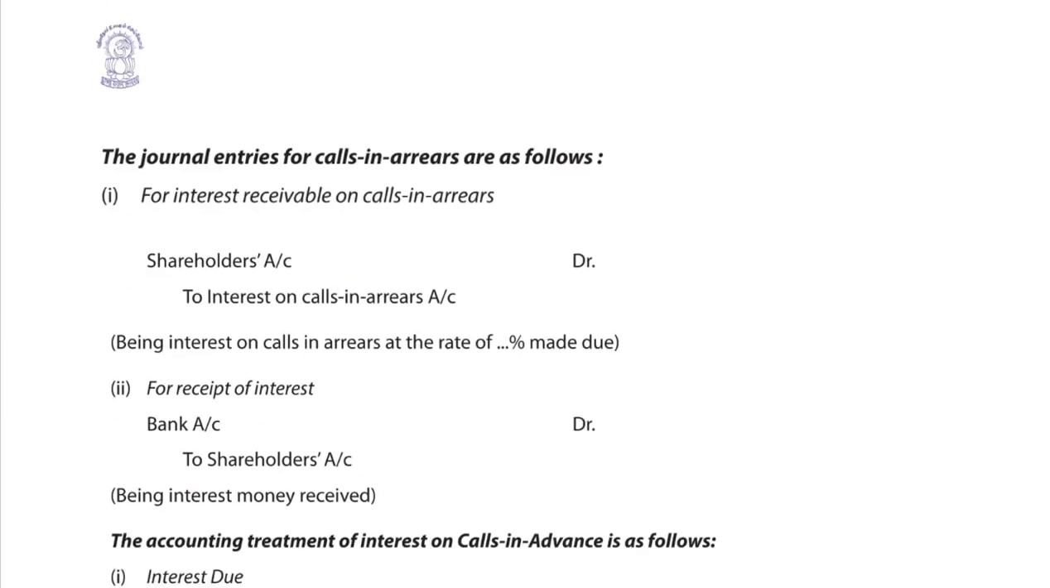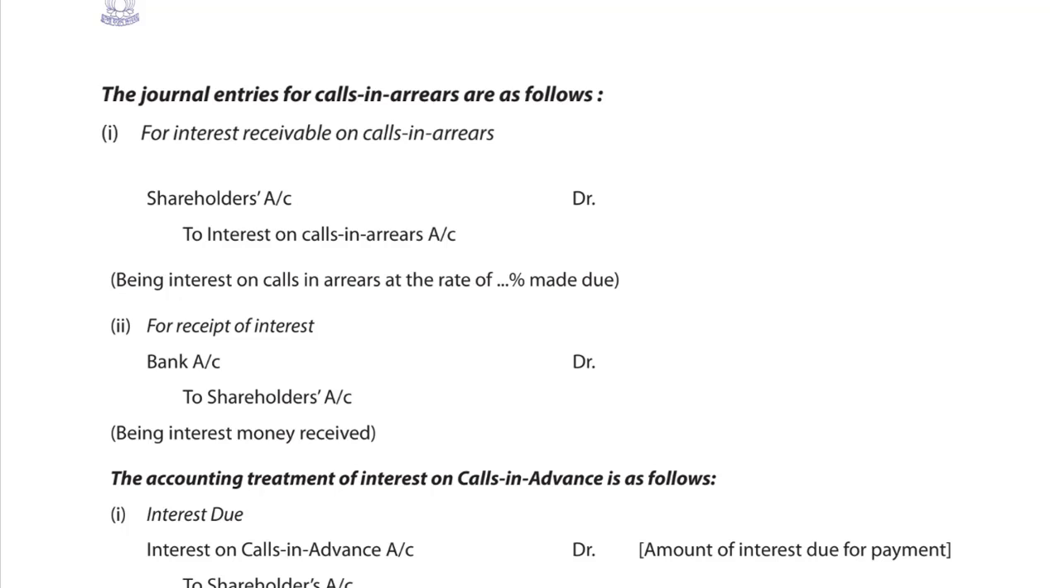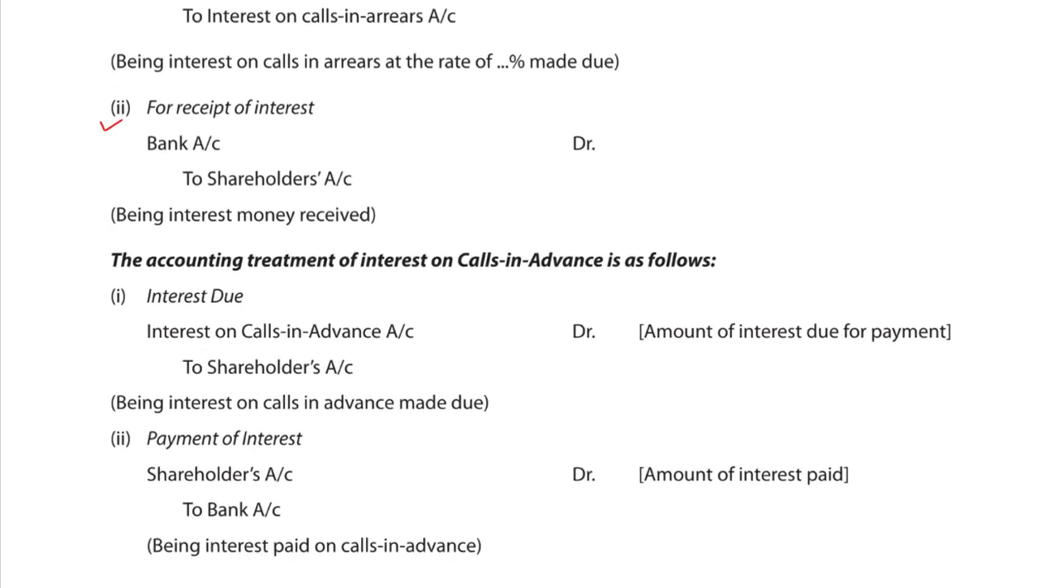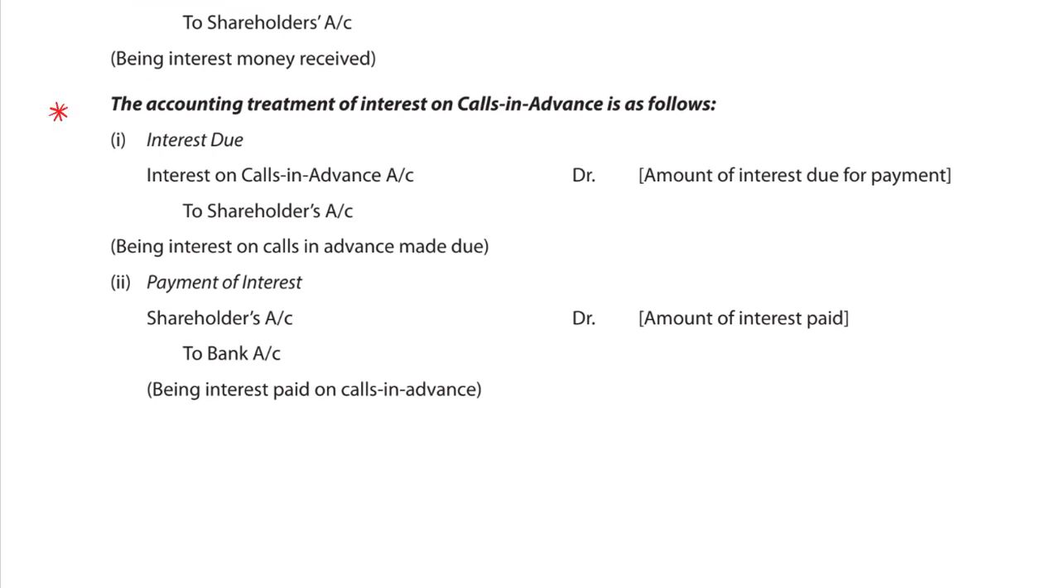The journal entries for calls in arrears are as follows. For interest receivable on calls in arrears, shareholders account debited to interest on calls in arrears, being interest on calls in arrear at the rate of specified percentage. For receipt of interest, bank account debited to shareholders account. The accounting treatment of calls in advance is as follows. Interest due: interest on calls in advance account debit to shareholders account, being interest due. For the payment of interest, shareholders account debit to bank account, being interest paid on calls in advance. I believe you understood. Let us move ahead.